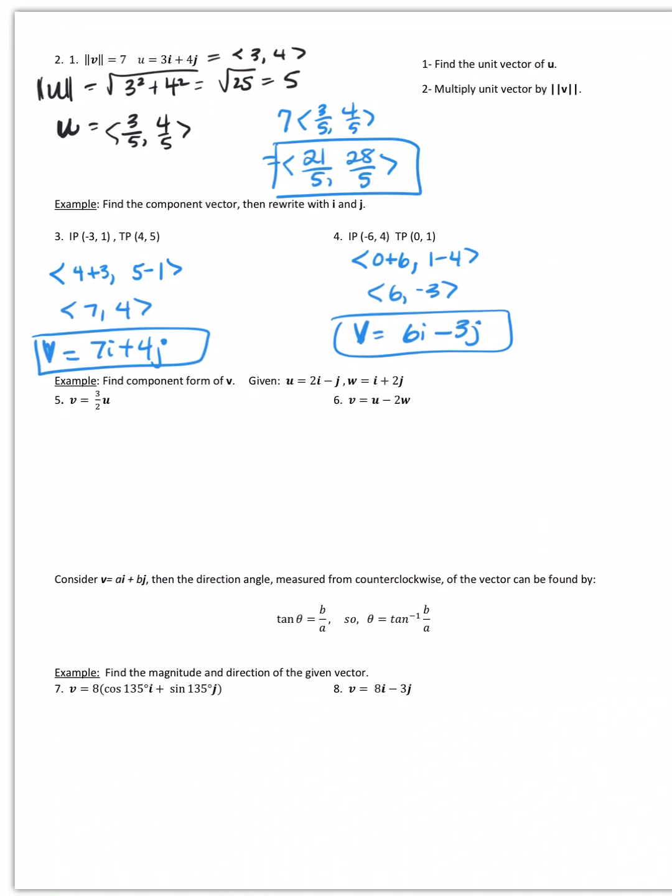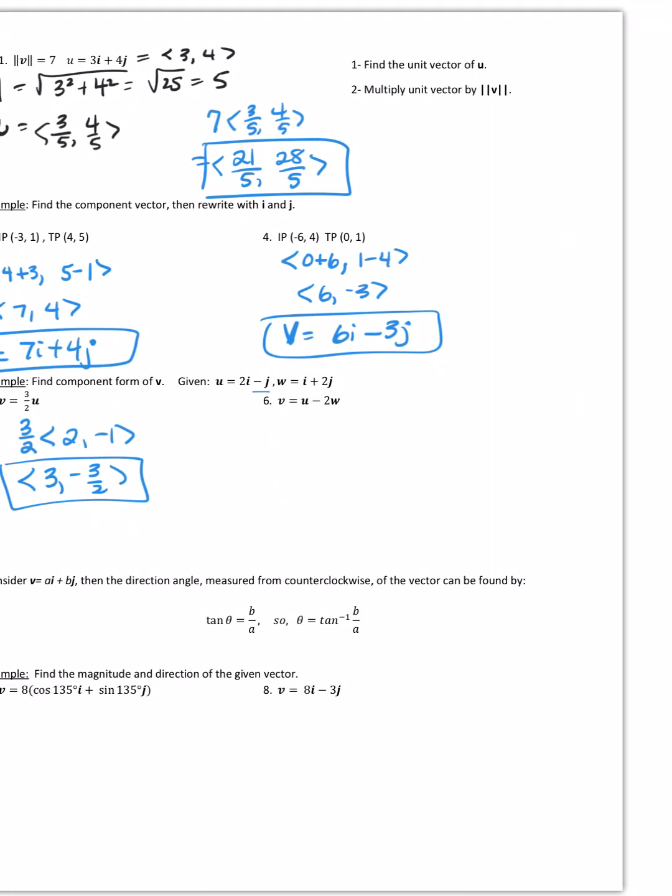Now look at this. Find the component form of v, given that u is 2i minus j, w is i plus 2j. Notice what it's asking us to do here. It's asking us to multiply u by the scalar of 3/2. So all I'm going to do is take 3/2, and I'm going to make my u not look like this anymore. It's going to be 2, negative 1. So I'm just going to multiply by the scalar. 3/2 times 2 gives me a 3, and 3/2 times negative 1 gives me negative 3/2. And that's my answer. I'm done.